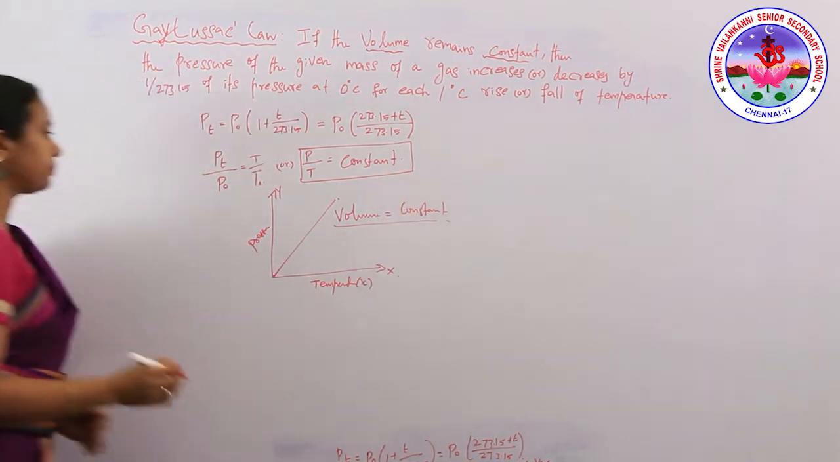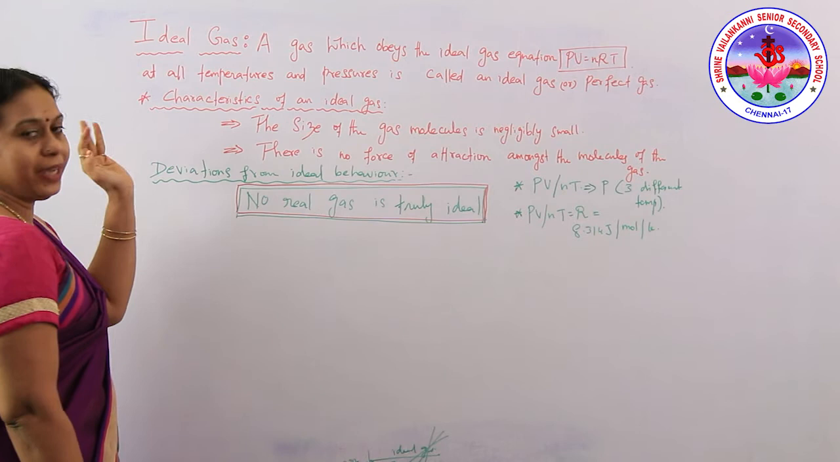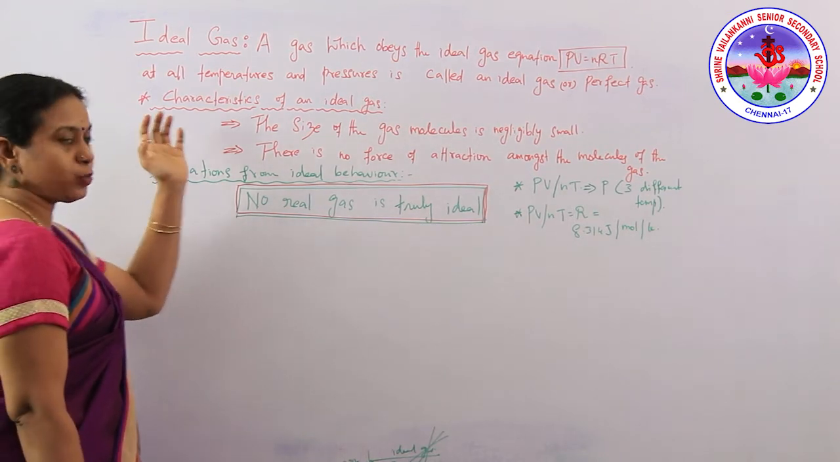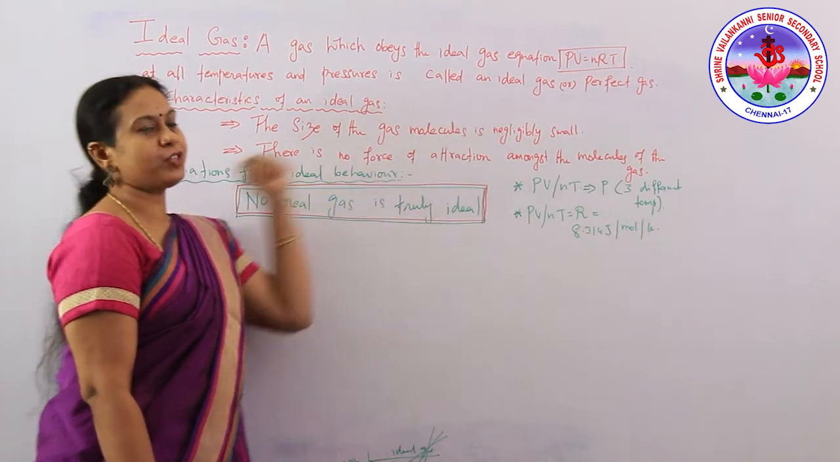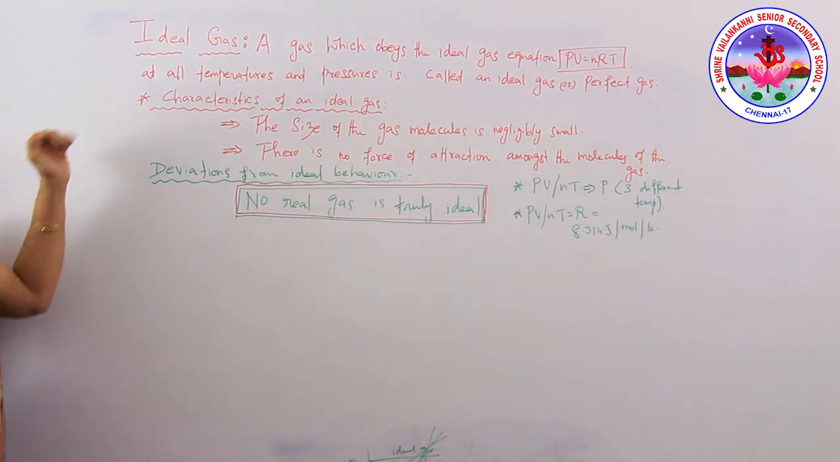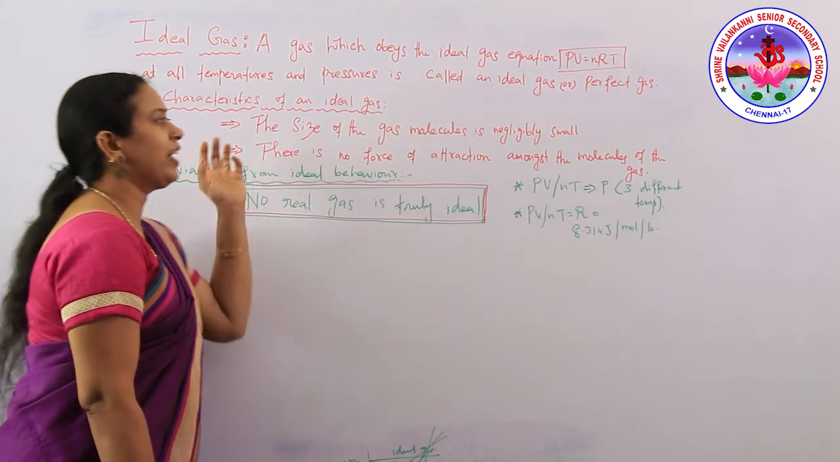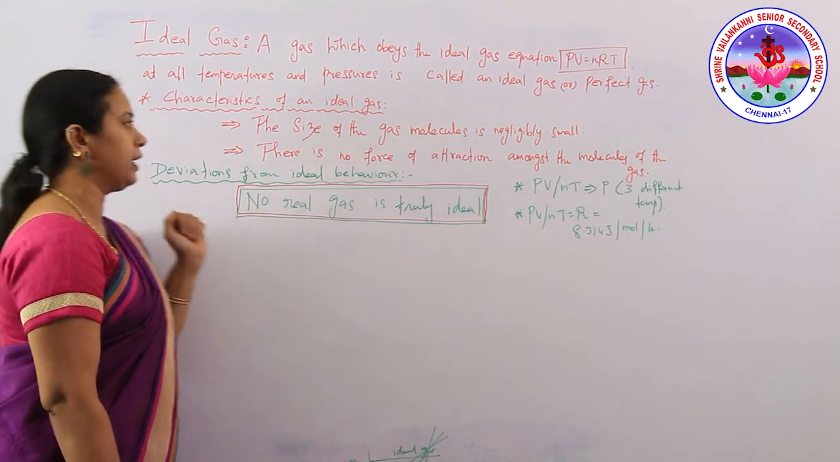Right, children? Yes. Ideal gas. Suppose a gas obeys the ideal gas equation, that is PV equals nRT, at all temperatures and pressures. We can call it a perfect gas, or an ideal gas.